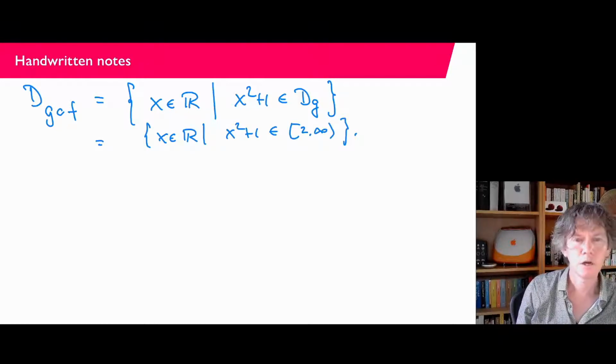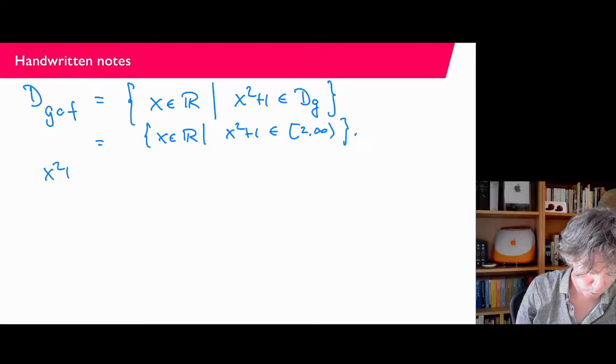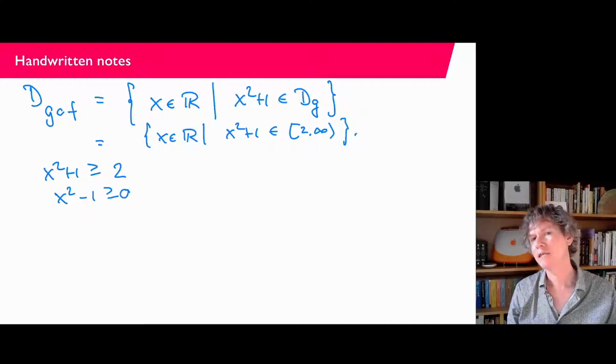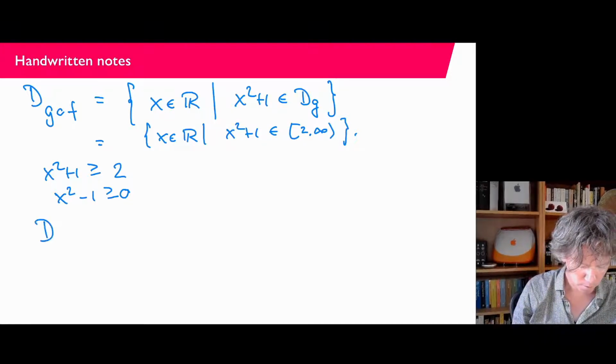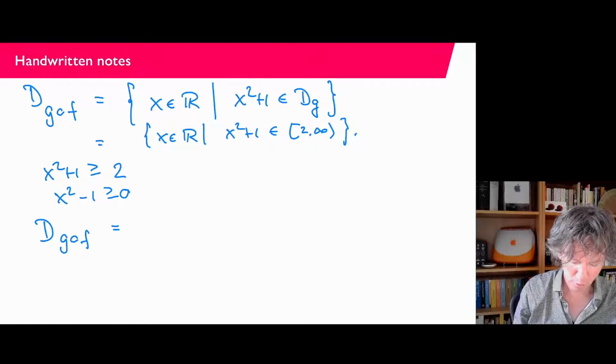So what does this say? It tells us that x squared plus 1 should be bigger or equal to 2. So x squared minus 1 should be bigger or equal to 0. And that is what we have done on the previous slide too. So we would find the same sign chart and so on. So the domain of g after f is what we had just found as the larger collection too. So from minus infinity up to minus 1, union 1 to infinity.